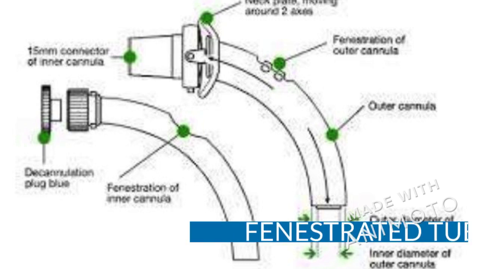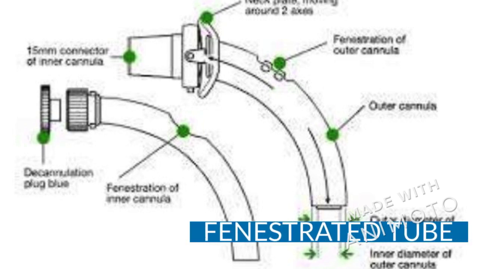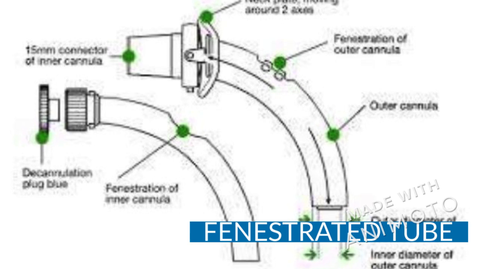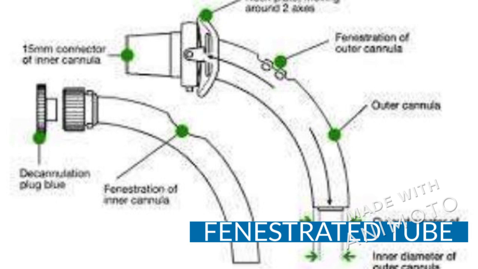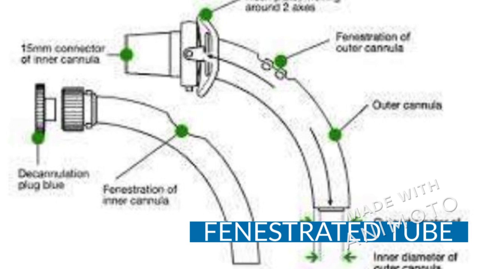The third type of tube is a fenestrated tube. It has a pre-cut opening in the upper posterior wall of the cannula. This tube is used to wean the client from a tracheostomy by ensuring that the client can tolerate breathing through his or her natural airway before the entire tube is removed. This tube allows the client to speak.